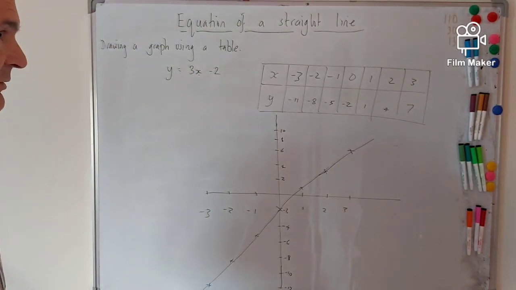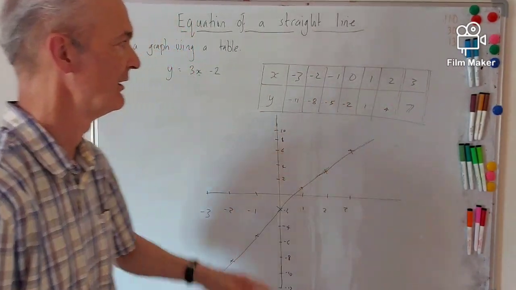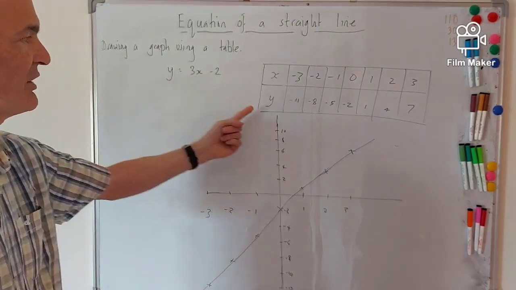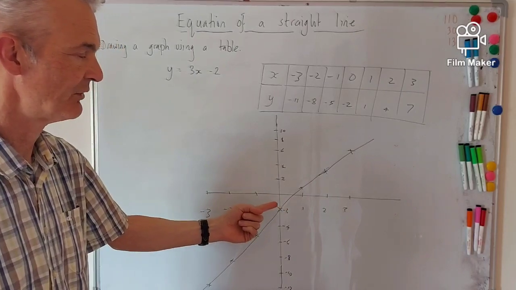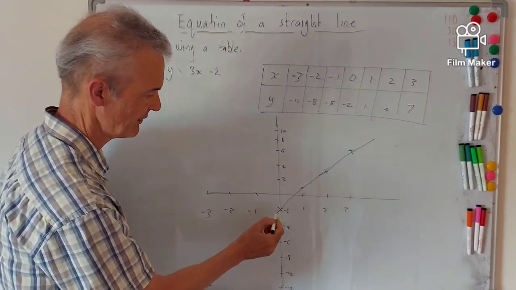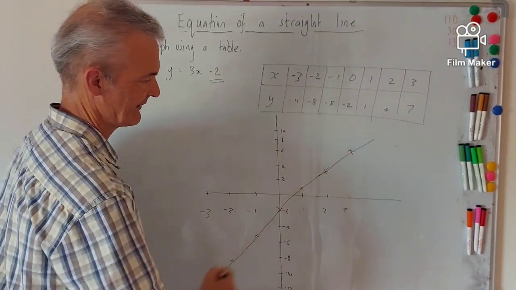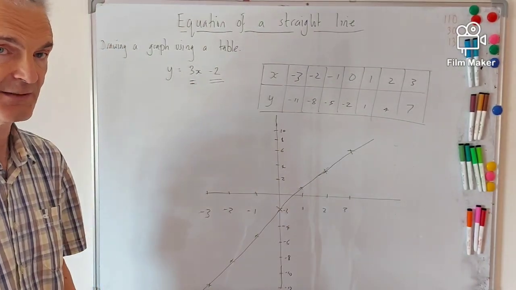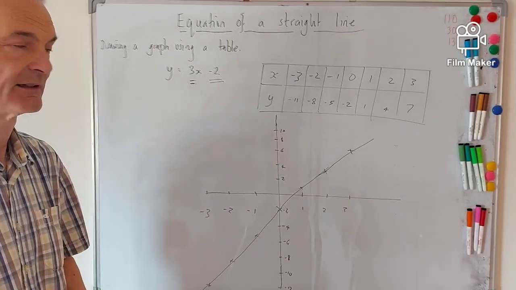So if you want to plot a graph, come up with some x values, plug the x values into the equation to generate your y values, plot the points on a coordinate grid, and you should end up with a straight line. Notice that the straight line obviously passes through -2, and that steepness is going to be a gradient of 3. So there it is. That's how you would plot that line.